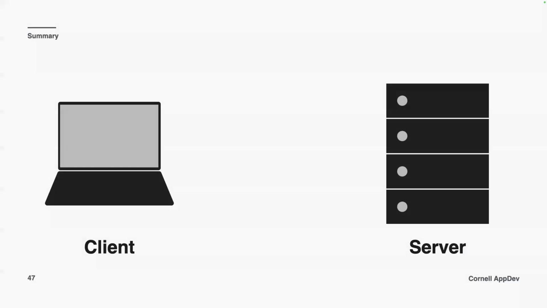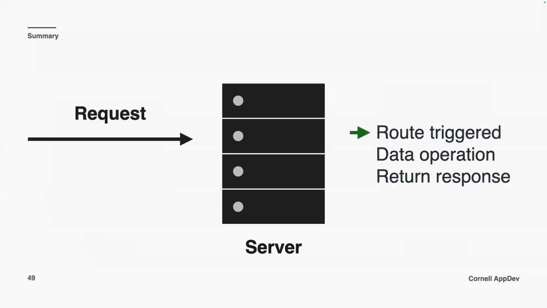In summary, we have clients and servers. Clients, again, are what you're using to send requests, like a laptop or a phone. The server is like a big mega computer that stores your data and that the client is interacting with. The client sends a request to the server. Again, there are 4 types: CRUD, create, retrieve, update, delete. Once the request hits the server, a route is triggered. The route path determines what route is triggered. You have some sort of data operation.